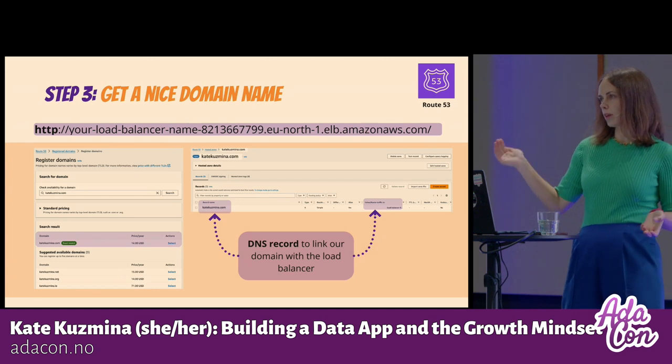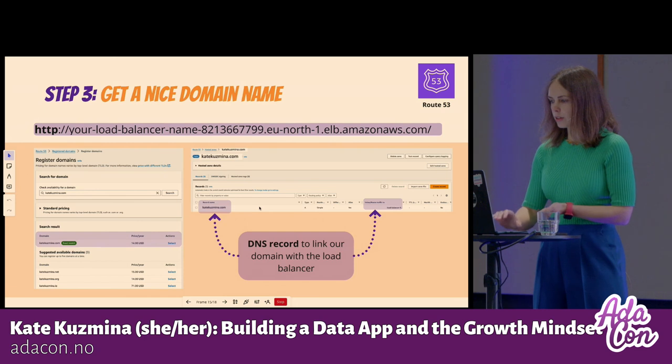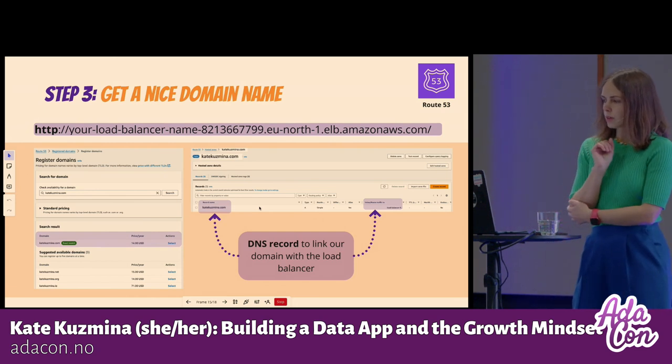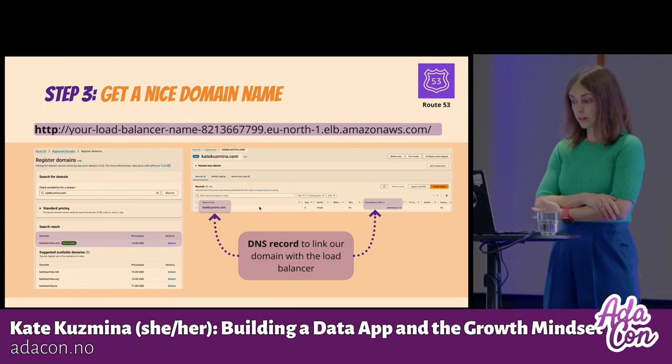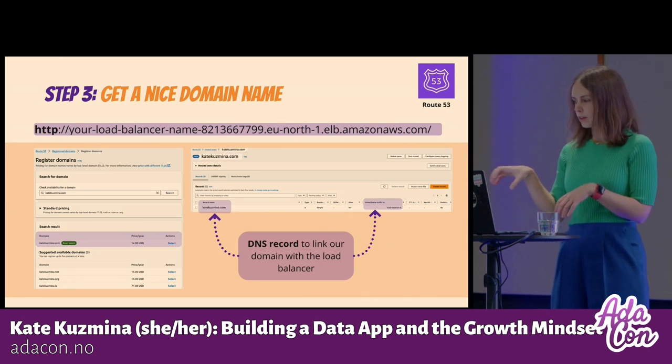And then you need to connect your application to this domain name. You can do it again in Route 53 by creating a so-called DNS record to link your new domain name with, in our case, the load balancer.